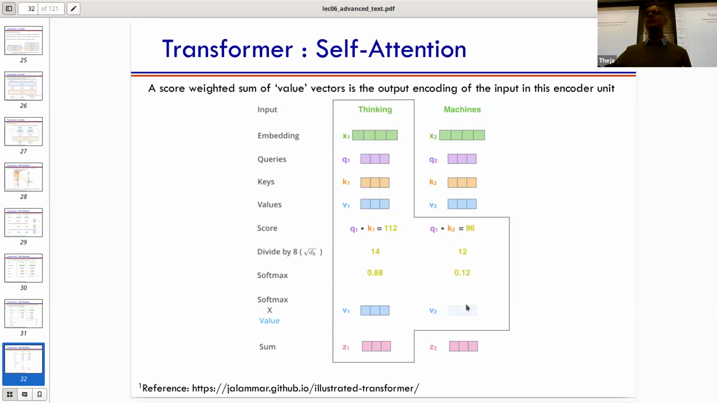Mechanically that's what's happening, and the intention here is to really have this cross-word information propagation, so that if there's a word like "it", it should refer to the animal. It can rely on such information to have a better representation for these words. Right?